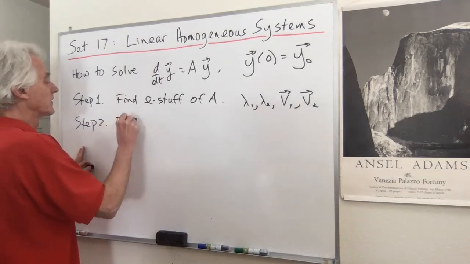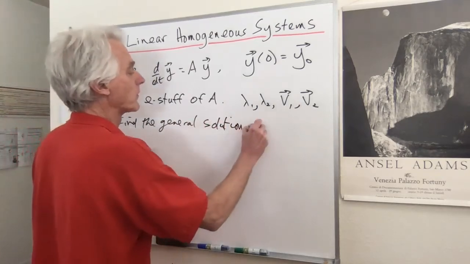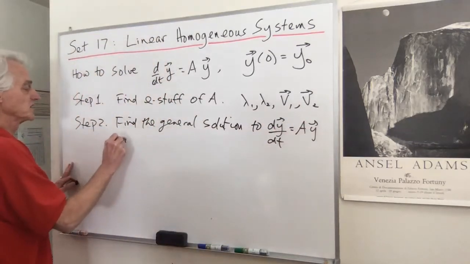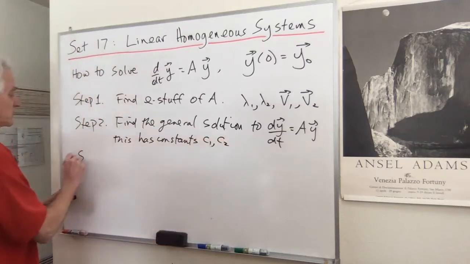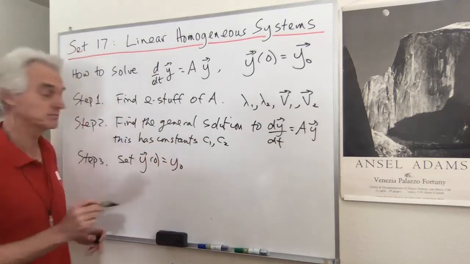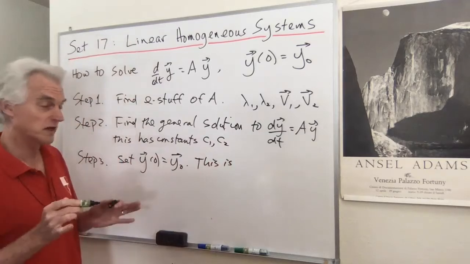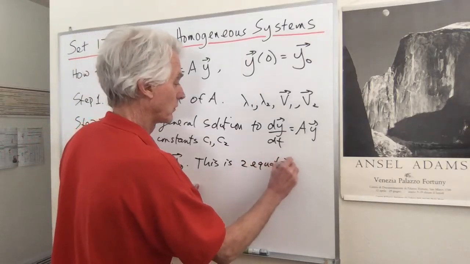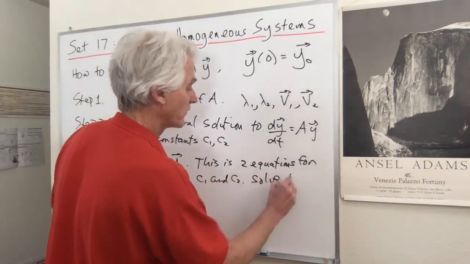Step 2 is find the general solution to dy/dt equals Ay. And this has constants c1 and c2. And then step 3, you set y of 0 equals y naught, the vector. And then this is two equations for the two unknowns, c1 and c2. Solve and substitute back in.